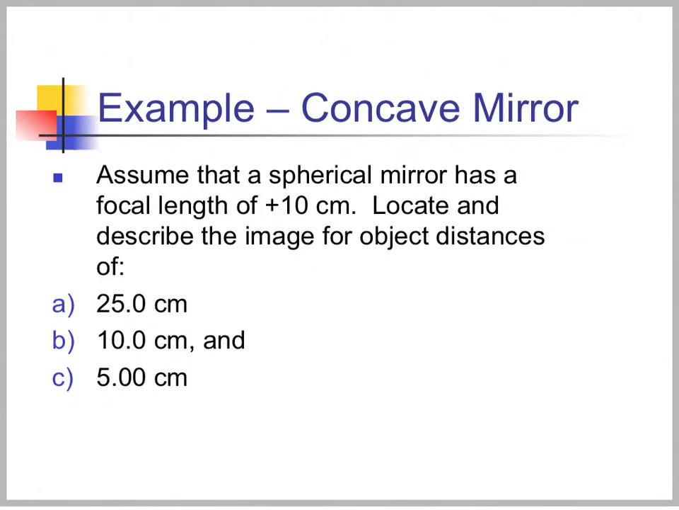So let's work an example problem with a concave mirror. Assume that the spherical mirror has a focal length of plus 10 centimeters. Locate and describe the image for object distances of 25 centimeters, 10 centimeters, and 5 centimeters.